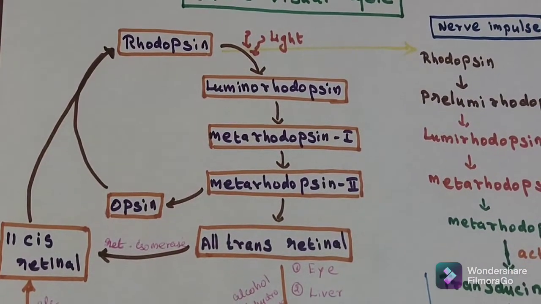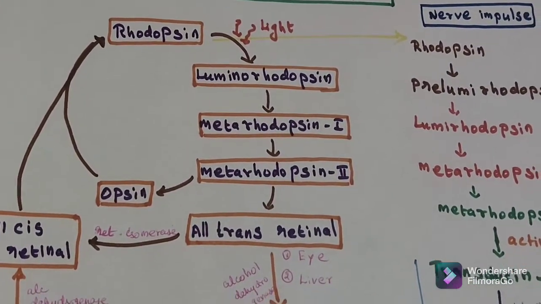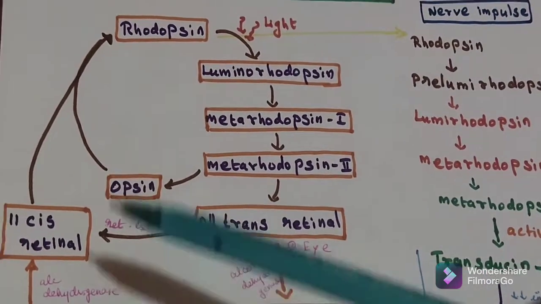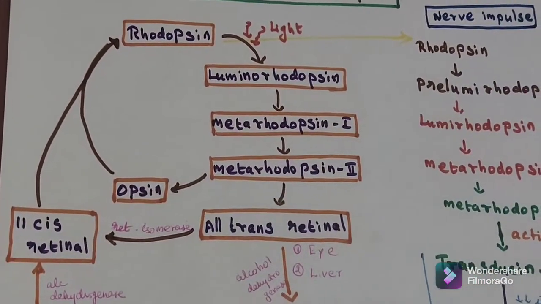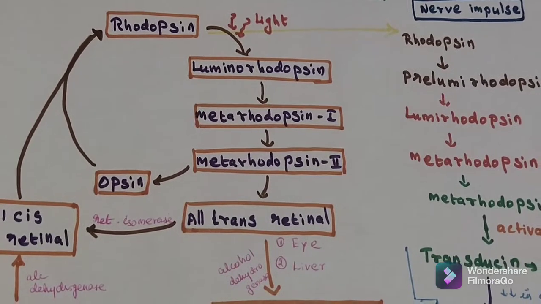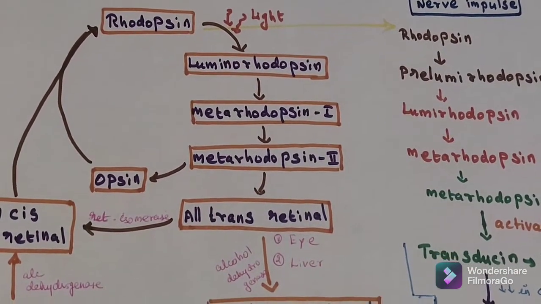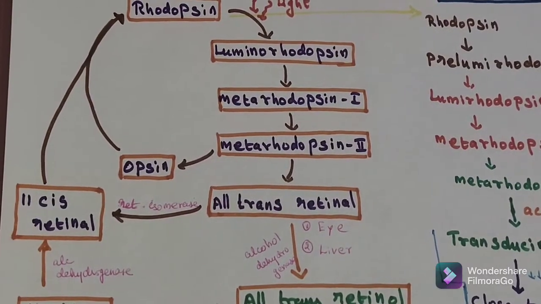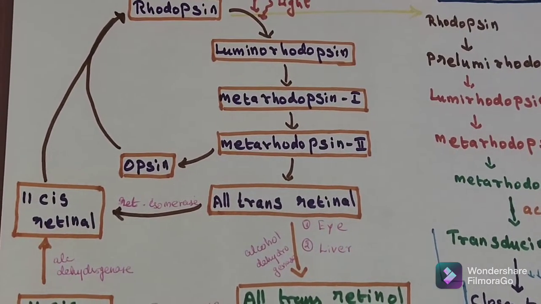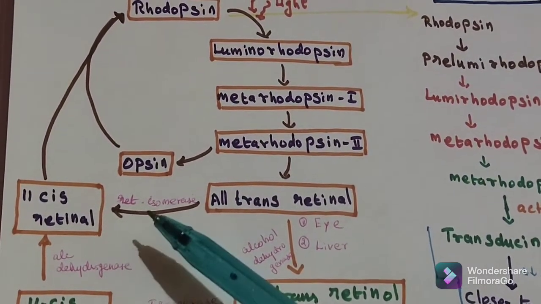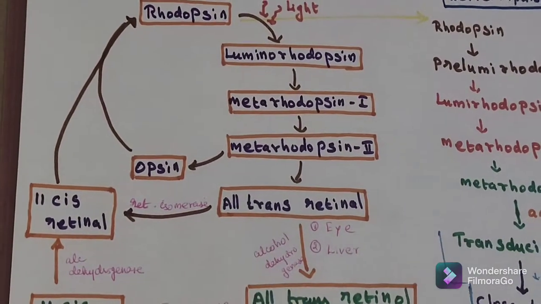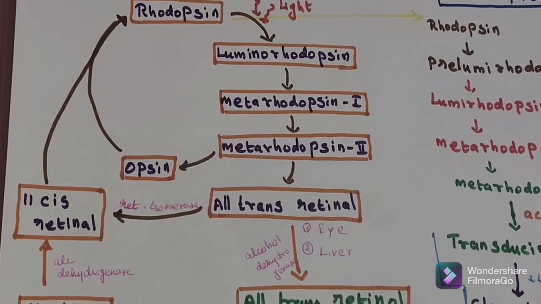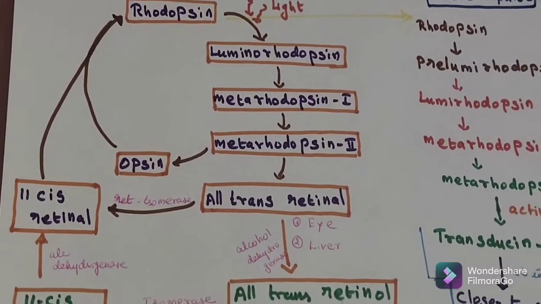This conversion occurs through two main pathways. First, which operates in the eyes. Second one, in the liver. All-trans retinal is converted to 11-cis retinal by the enzyme retinal isomerase. This 11-cis retinal combines with opsin to form rhodopsin.